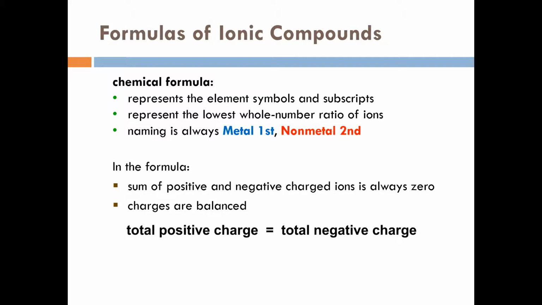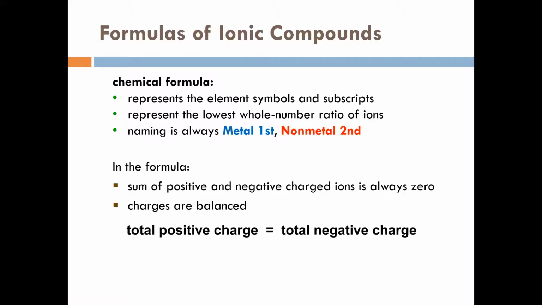When we name all ionic compounds, we're going to name them in a certain fashion. We always name the metal first, and then the non-metal comes second. So in our chemical formula, when we're seeing it as elements represented by their symbols, the first element symbol you will see will be the metal, and then the second one should be the non-metal. And we always represent these in the lowest whole number ratio of ions, okay?